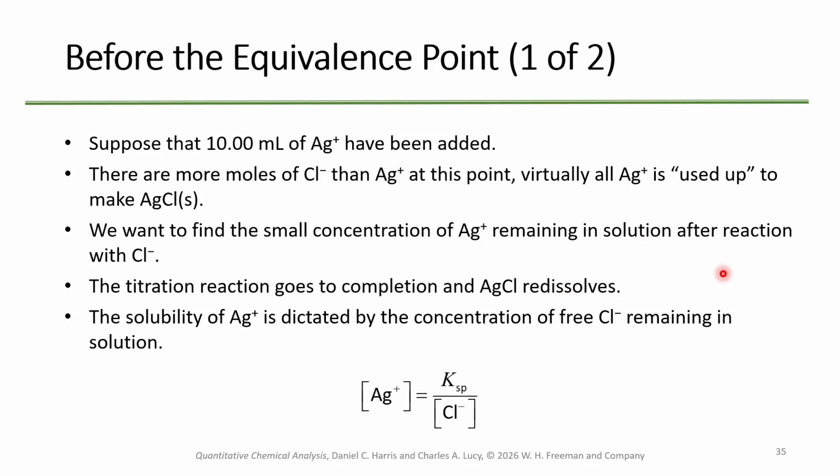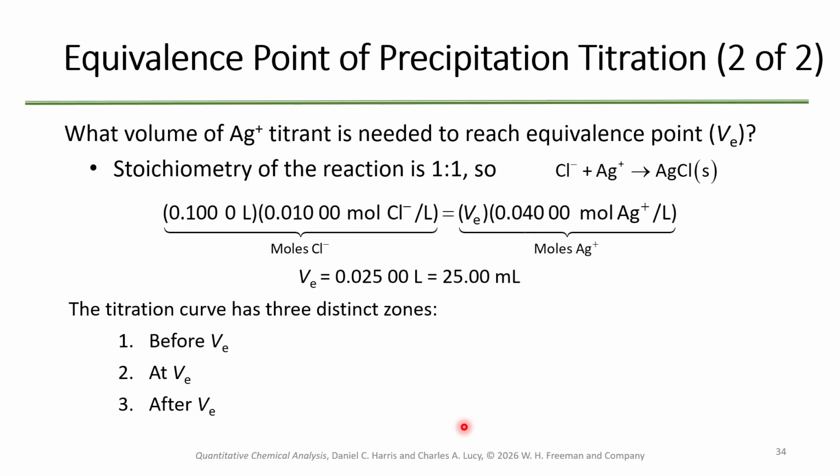So the titration reaction is going to go to completion, and we'll have the silver chloride redissolve. The solubility of silver is going to be dictated by the concentration of your free chloride that remains in your solution. And so this would actually be the exchange of that formula. Notice it's just the KSP written out so that the silver portion is all on one side, right? Okay.